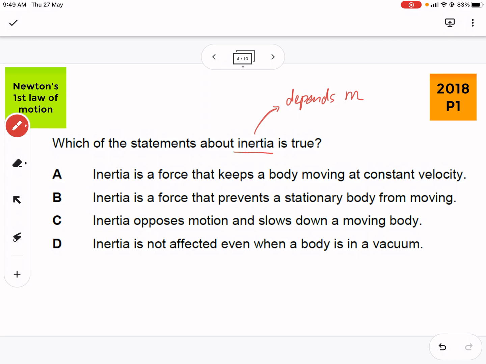In fact, we have some books that talk about the law of inertia, about the behavior of objects based on this property of inertia, and this is actually equivalent to our Newton's first law of motion. So we look at the statements now.